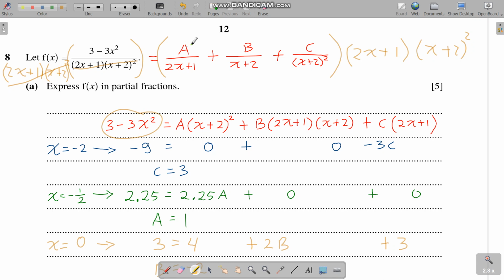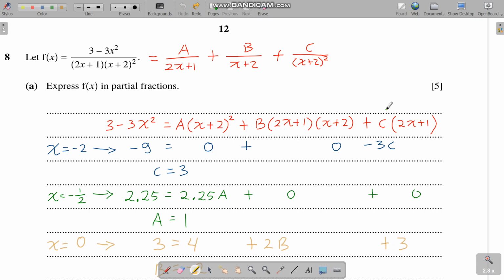Now on the right, when you do this times this, they cancel out, so you only have A times (x plus 2) all squared. And when you do the second term times this, you cancel out x plus 2, so you get B times (2x plus 1)(x plus 2). And when you multiply this times this, you cancel out entirely the (x plus 2), so you have C times (2x plus 1). Okay, this is the second step, multiplying both sides.